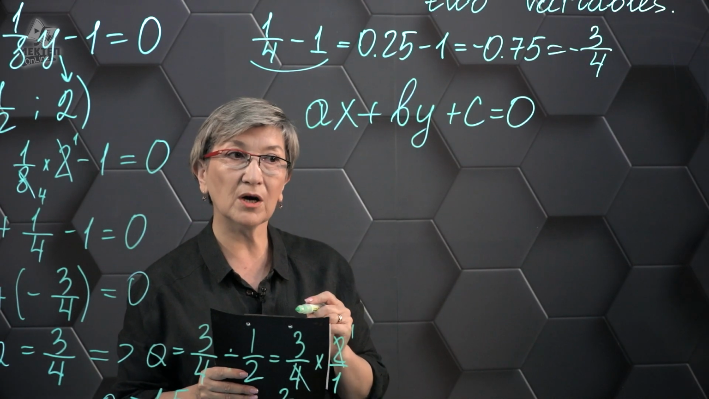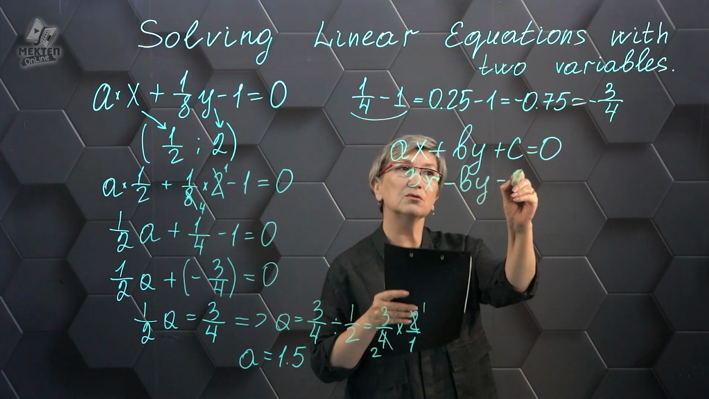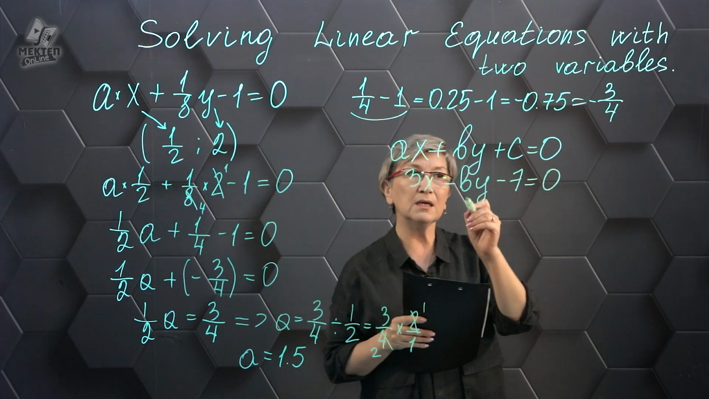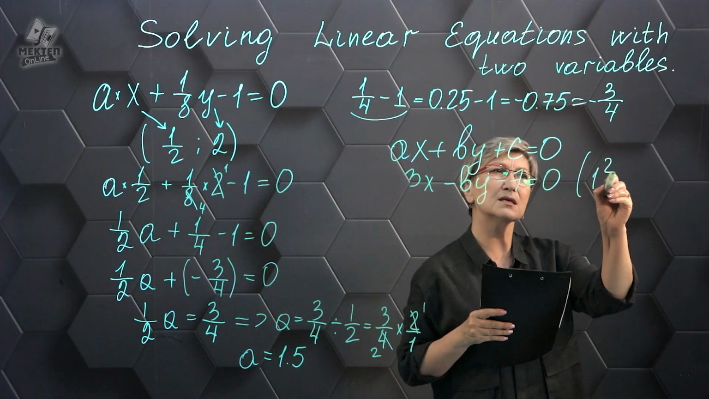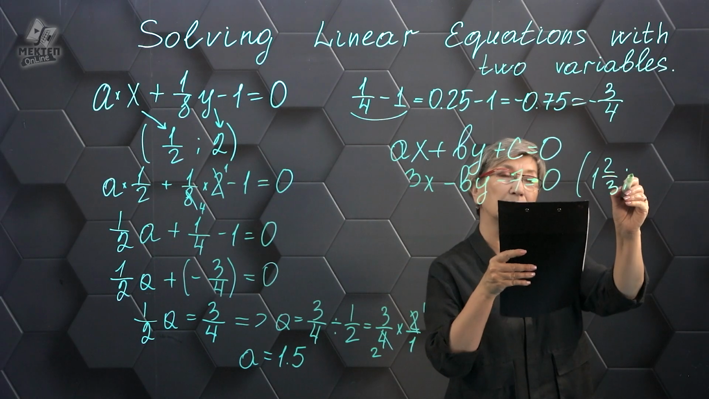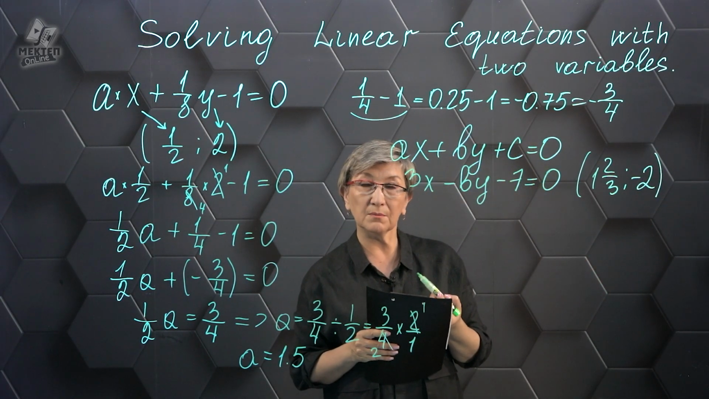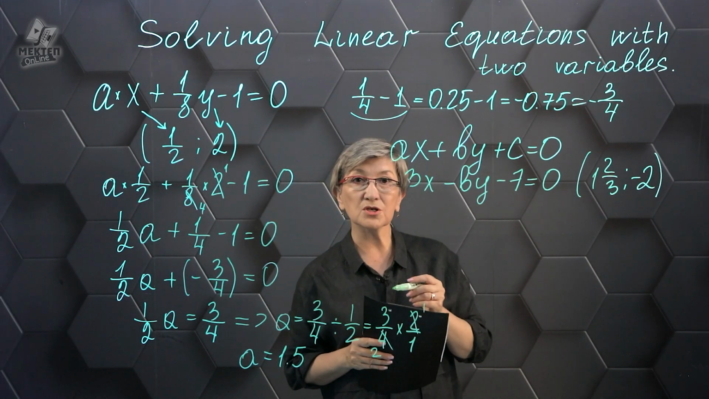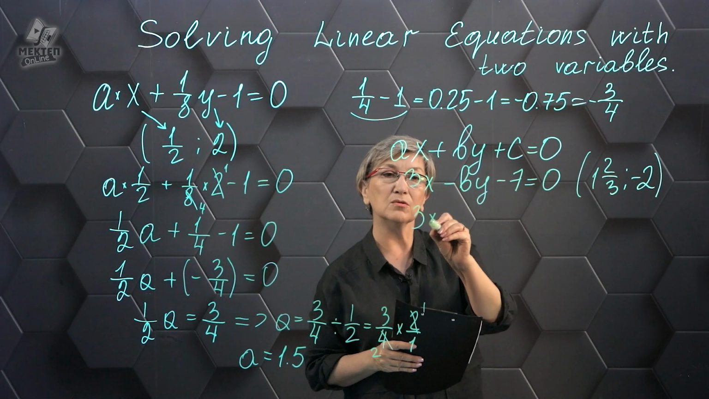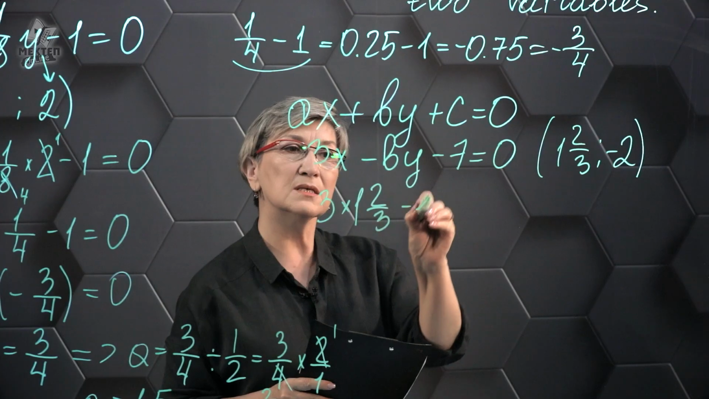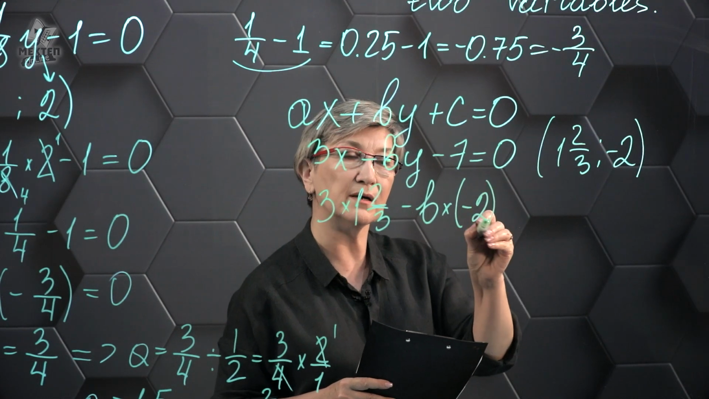Let's solve another equation with you. 3x minus b times y minus 7 equals 0. And the solution to this equation is the following pair of numbers, 1 whole 2/3 and the number minus 2. Then we can find the value of the coefficient b. Let's use the same algorithm. Instead of x, we'll substitute 1 whole 2/3. The value of b we need to find, and instead of y, I write minus 2.